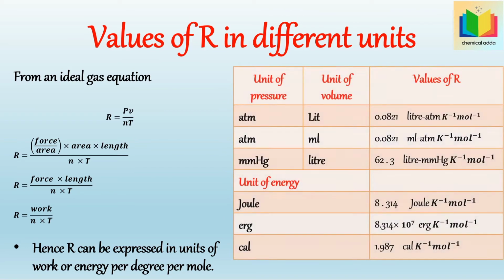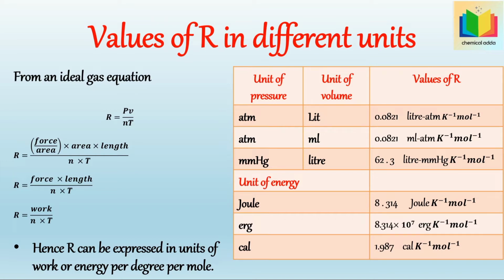In this table, we can see values of R in different units. If the unit of pressure is the atmosphere and unit of volume is liters, then the value of R is equal to 0.0821 liters atmosphere Kelvin inverse mole inverse. Similarly, if the unit of pressure is the atmosphere and unit of volume is milliliter, then the value of R is equal to 0.0821 milliliters atmosphere Kelvin inverse mole inverse.